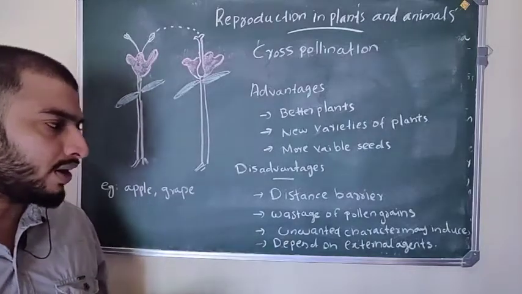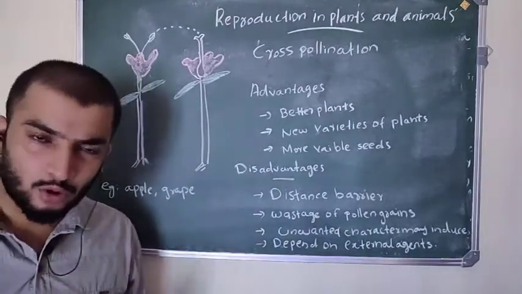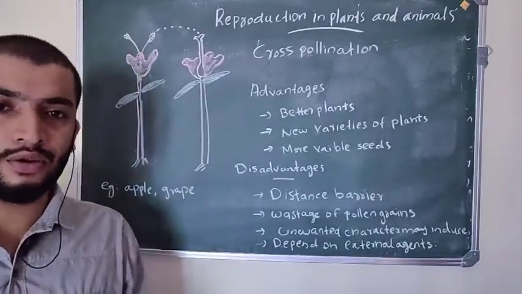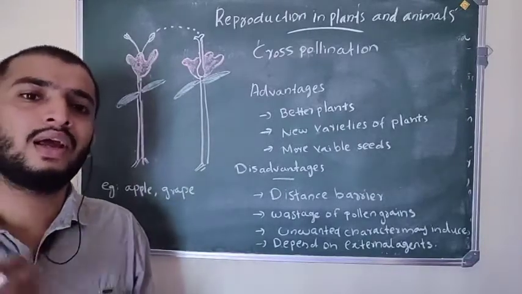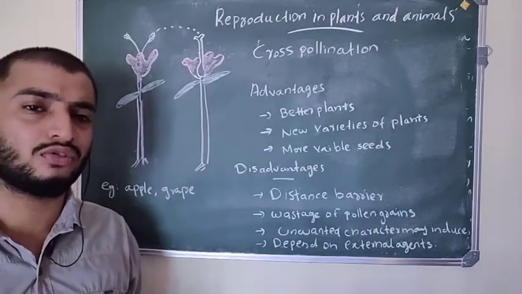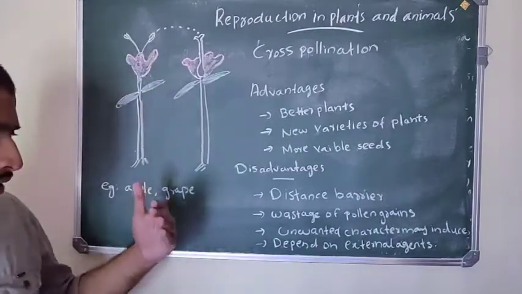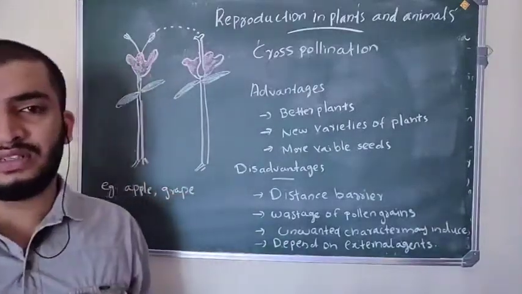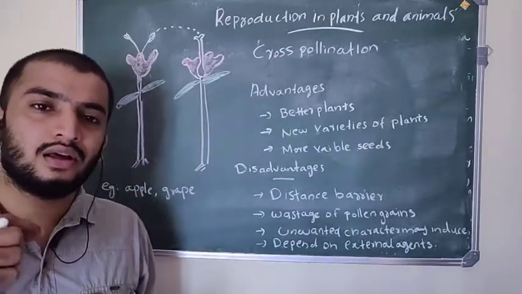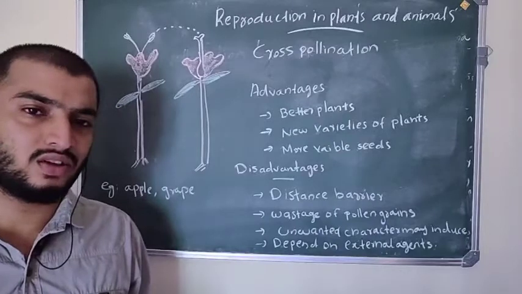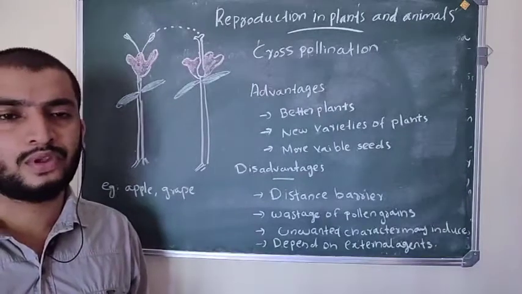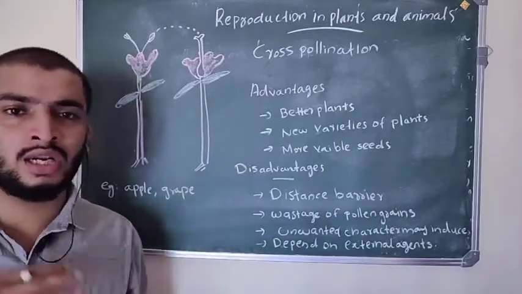Also, unwanted characters may be induced. Cross-pollination leads to new varieties of plants. It introduces new characters in new plants, but may also induce unwanted characters in them. That is a main disadvantage of cross-pollination. And they depend on external agents, which is very important in cross-pollination. The external agents are insects, birds, wind, water, etc. If there are no external agents, it is very difficult to do cross-pollination. So these are about self-pollination and cross-pollination.